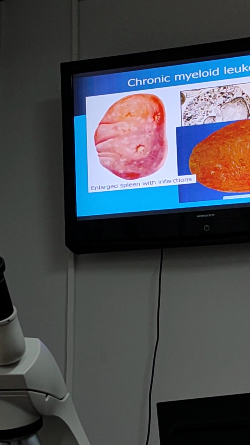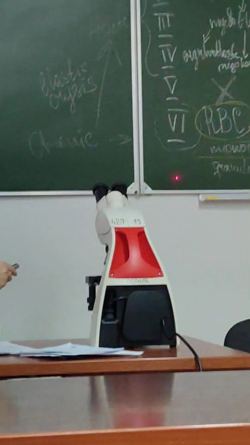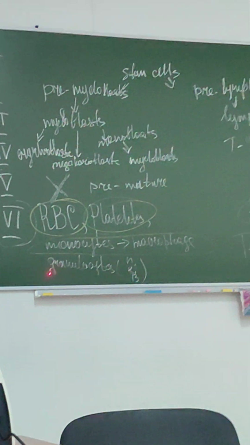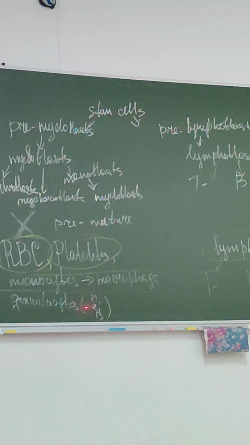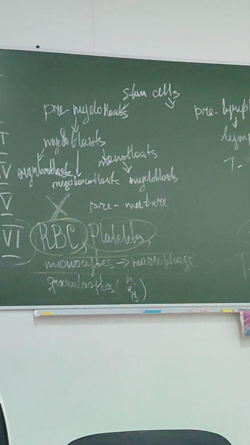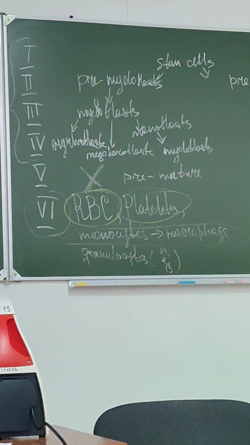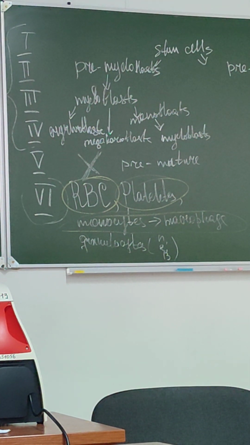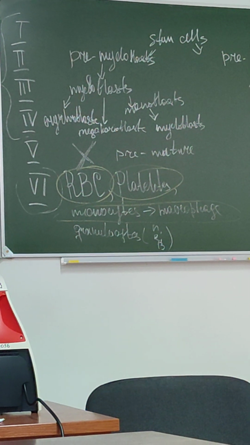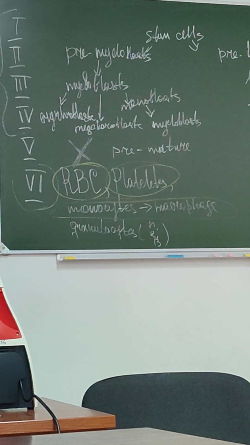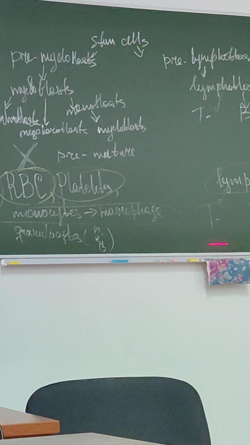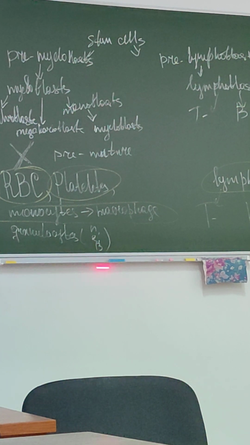And then the changes of bone marrow. Of granulocyte origin, and in the peripheral blood an increased number of neutrophils, eosinophils, and basophils can be found. In lymphocytic leukemias, only lymphocytes, no eosinophils, no basophils, because it's not connected. It's an absolutely different branch.